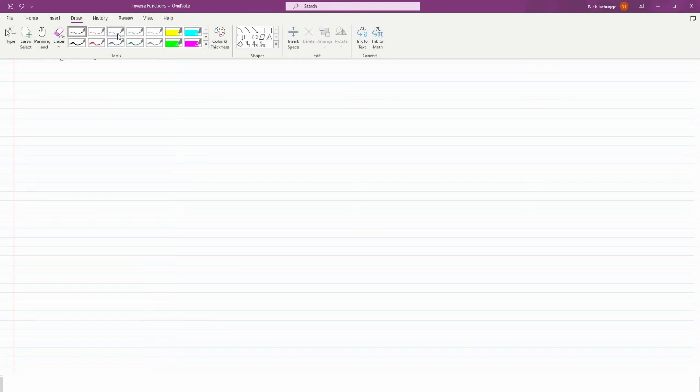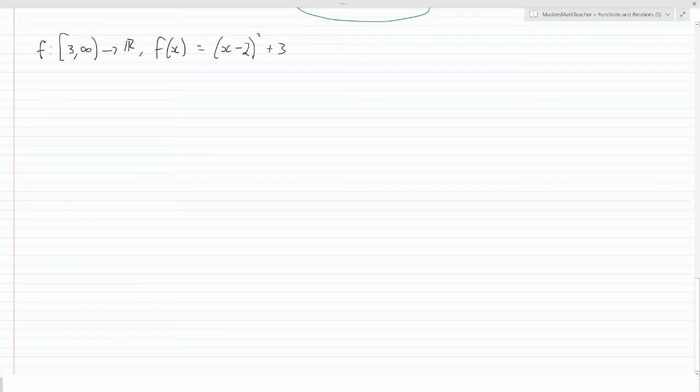Alright, let's do one more here. We're going to do the function f such that we're going from 3 to infinity, mapping onto reals, and we're going to take the function f of x equals x take 2 squared plus 3. First things first, sketch it.